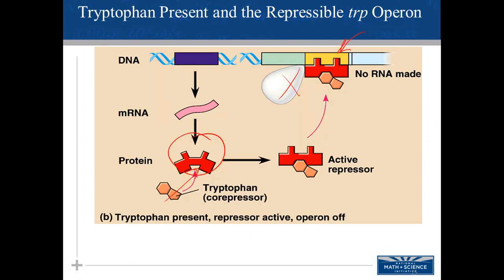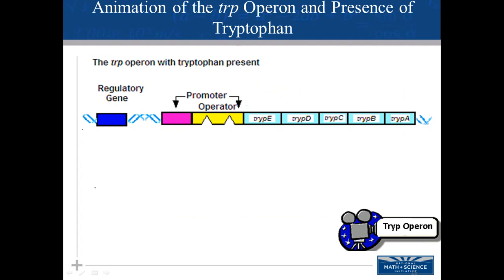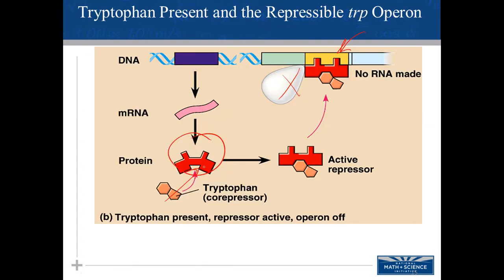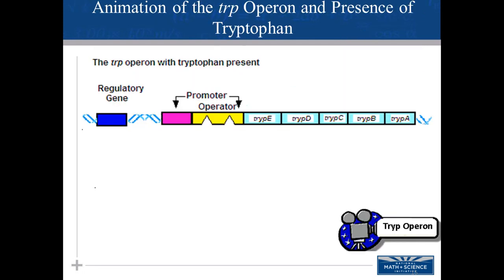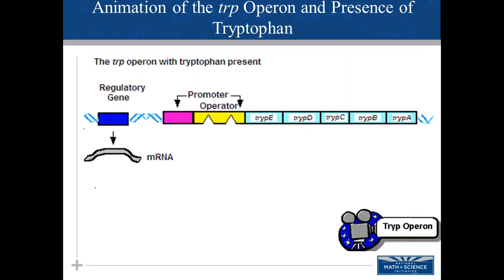All right, but let's suppose tryptophan is around. If tryptophan is around, it can attach to the repressor, and when it attaches to the repressor, it makes the repressor active. When the repressor is active, it can attach to the operator site, and it will prevent the RNA polymerase from attaching to the promoter region, and it will prevent transcription from taking place. Here is a little animation showing you that process.